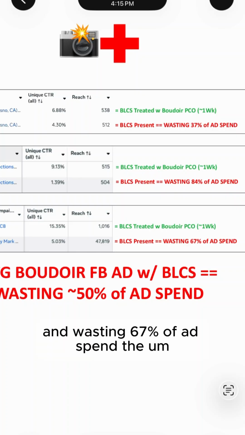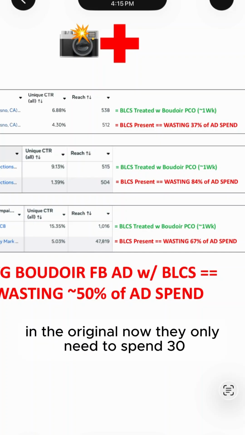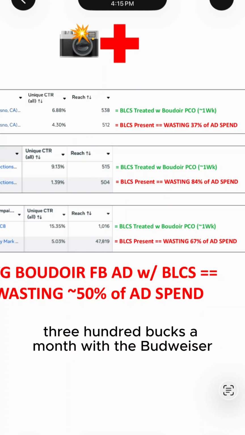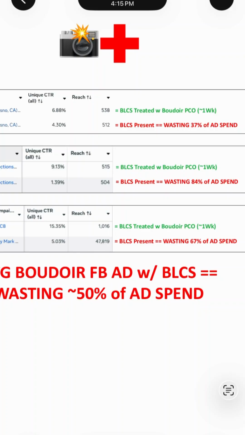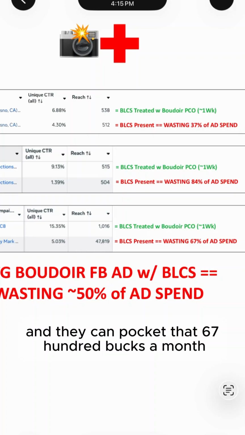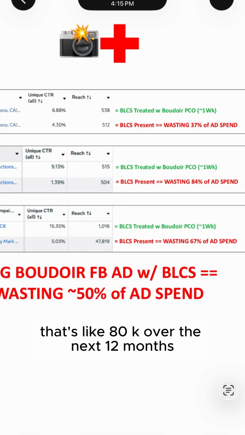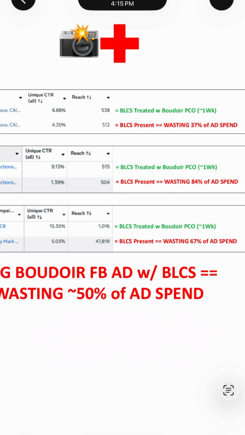And wasting 67% of ad spend, that means they're spending 10 grand a month in the original. Now they only need to spend 3,300 bucks a month with the Boudoir Pico treated ad and get their ad into the same number of women's brains in both scenarios. And they can pocket that 6,700 bucks a month back in their pocket as kind of a phantom bonus. That's like 80K over the next 12 months.